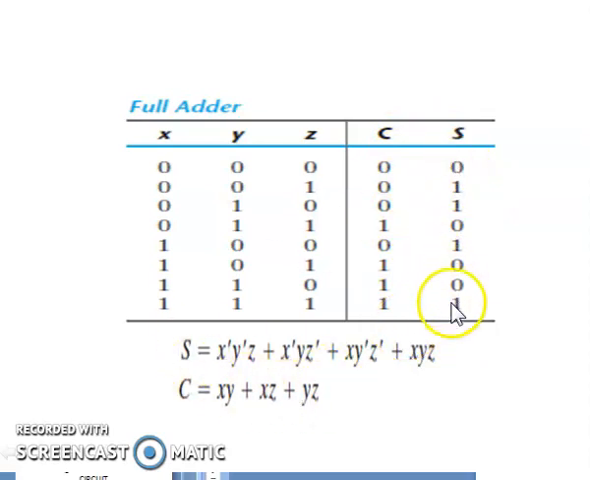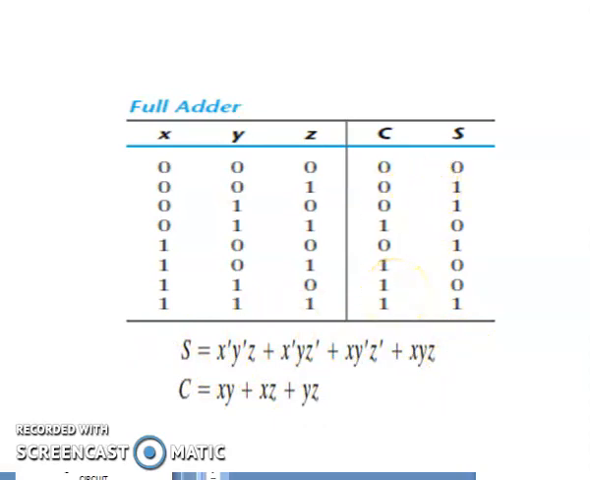Then write down the expression for the sum and the carry from the truth table. So how will you write the sum and carry expression? You have to look for ones in that sum column. Find out the number of ones and write down the corresponding input combination for each one in sum of product form. We have 4 ones here. Hence, we have 4 product terms, which is written in SOP form. Similarly, write the expression for carry.